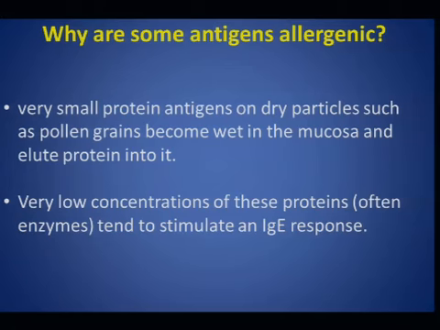Now, the key is, why is it that some antigens are allergenic? What makes an allergen allergenic? Usually they tend to be very small proteins that are present in certain dry particles, for example dust or pollen. When they get into your respiratory system, they get wet by the mucus, release these proteins, become soluble, and get into your system. And some of these components, sometimes for reasons unknown, tend to stimulate an IgE response.